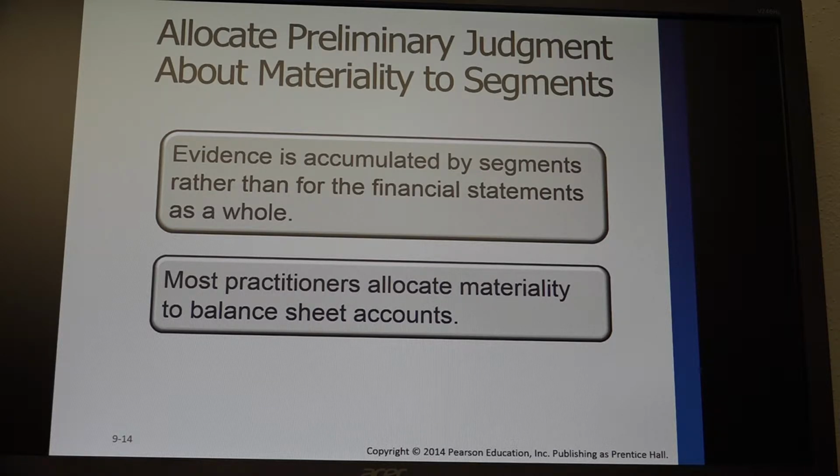And so they refer to the process of determining performance materiality as the allocation of the preliminary judgment about materiality to segments in the financial statements.